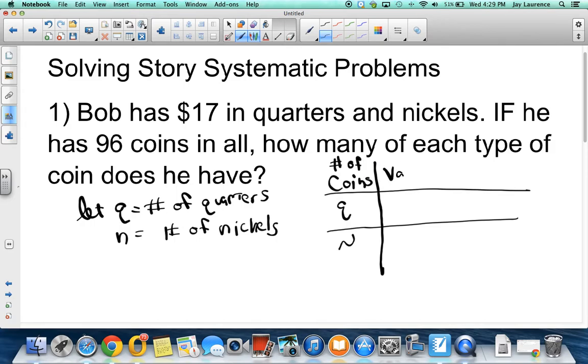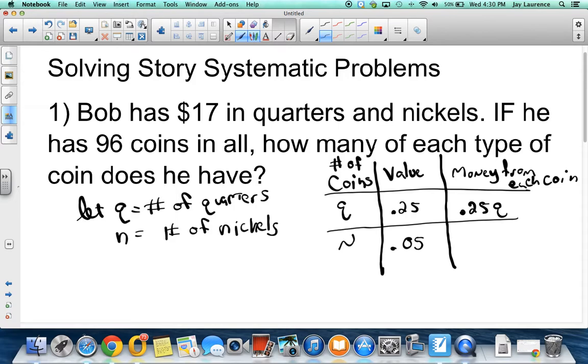then the value, right? And the value would be 25 cents, right? And a nickel is 0.05. Don't put 0.5 there. It doesn't make any sense. And then let's see here. The money from each coin, well, that would be 25 cents, the value of a quarter, times the number of quarters. And 0.05 times the number of nickels.